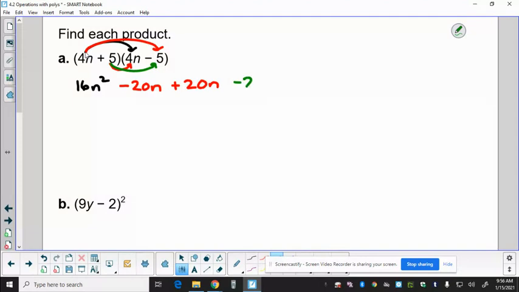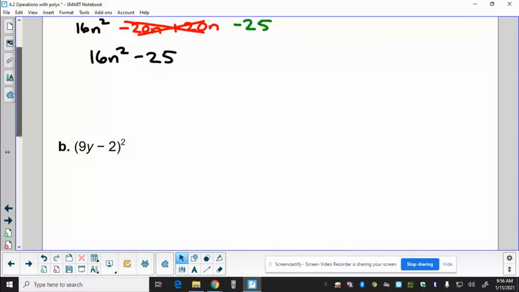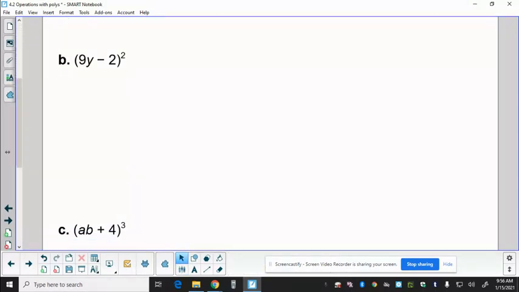Now take a close look at this problem. You see that the middle terms cancel each other out. Sometimes they do, sometimes they don't. There's your answer. Go down to part B. You can see part C is down there. I want you to do that as well. Let's see how you did on part B.